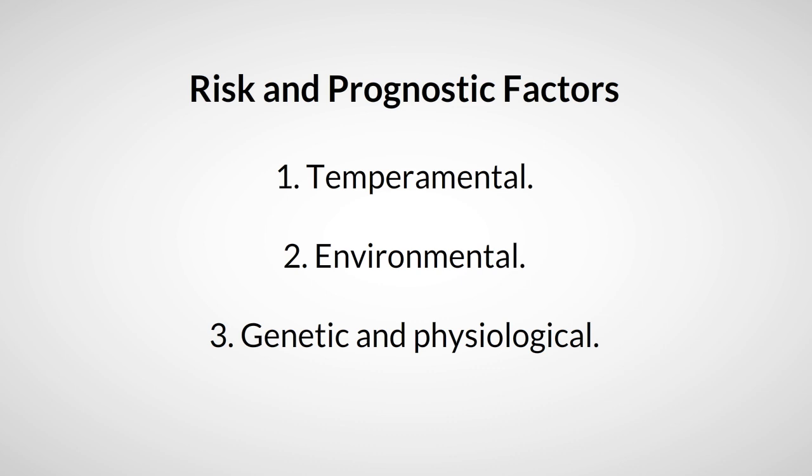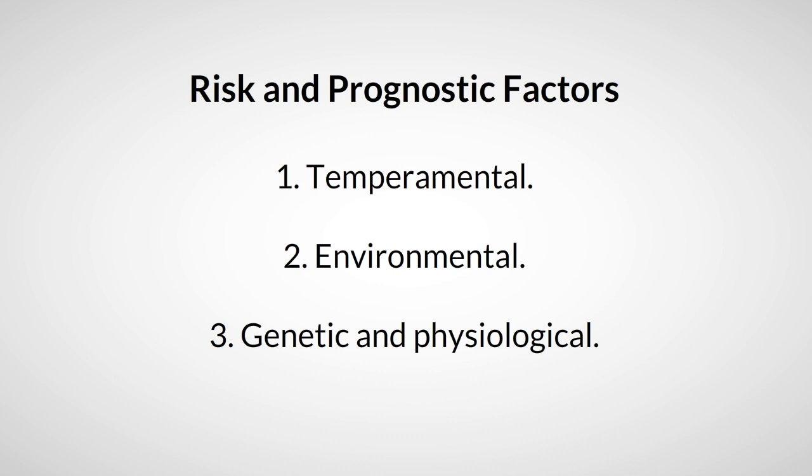Risk and prognostic factors. Temperamental: behavioral inhibition, negative affectivity, neuroticism, and harm avoidance have been associated with generalized anxiety disorder. Environmental: although childhood adversities and parental overprotection have been associated with generalized anxiety disorder, no environmental factors have been identified as specific to generalized anxiety disorder or necessary or sufficient for making the diagnosis. Genetic and physiological: one third of the risk of experiencing generalized anxiety disorder is genetic, and these genetic factors overlap with the risk of neuroticism and are shared with other anxiety and mood disorders, particularly major depressive disorder.